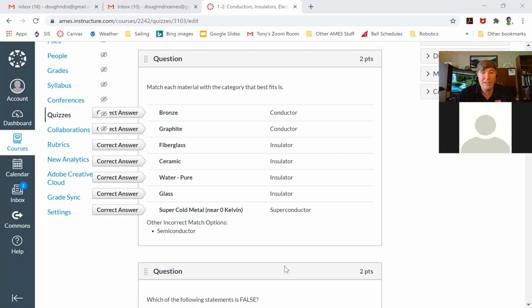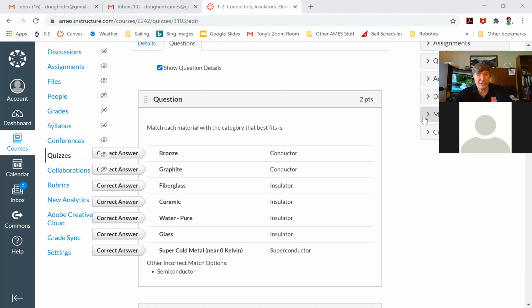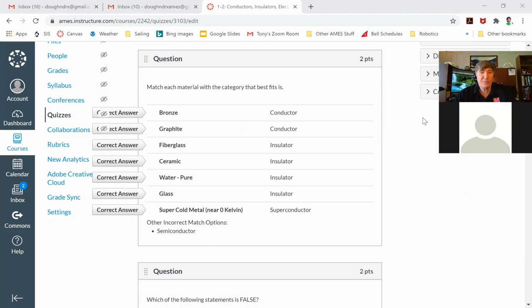Hopefully you can see the questions now. Match each material with the category that best fits it. That one I hope isn't too strange. Bronze is a metal, therefore you should know it's a conductor. Graphite, you may or may not know about, because it's not really a metal. But if you did the reading, because I trust you did the reading, right, you should have known that it is a conductor. Fiberglass is an insulator. Any kind of glass is an insulator. Ceramic turns out to be an insulator.